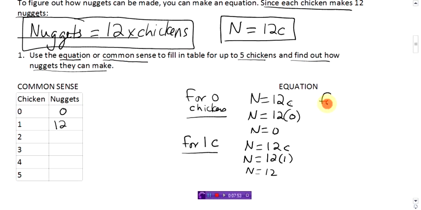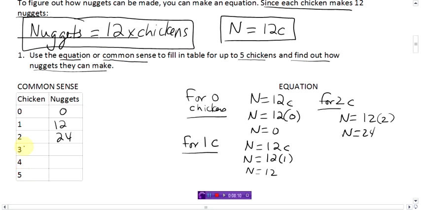Then for 2 chickens, you just go N equals 12 times 2. I'm not going to write the formula out this time, and just go right there, which is 24. Now, at this point, you can see a pattern developing here. What are we going up by in each case? We're going up by 12.